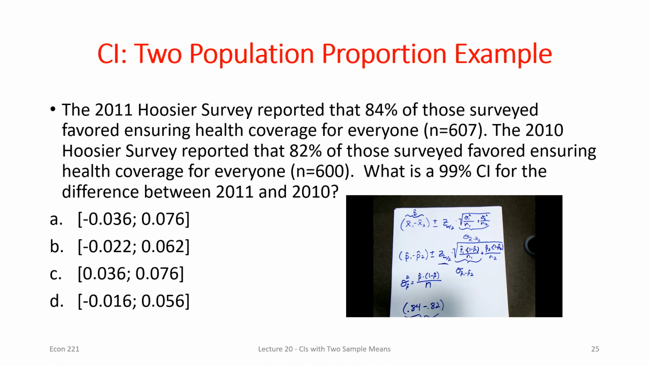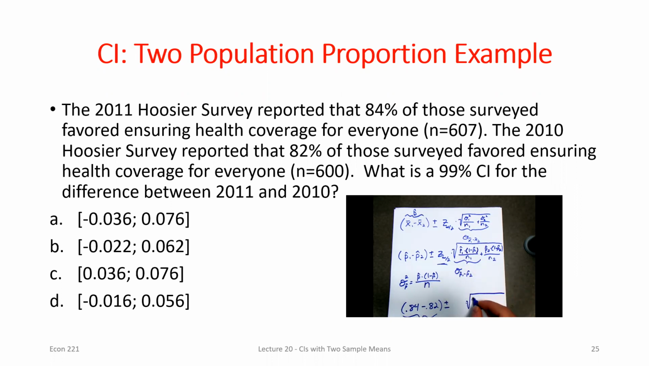I'm looking at these. I'm building my confidence interval around 0.02. This confidence interval doesn't even include the value of 0.02. Not only is it not in the middle, it's not even in it, right? So we could rule C out here right away.